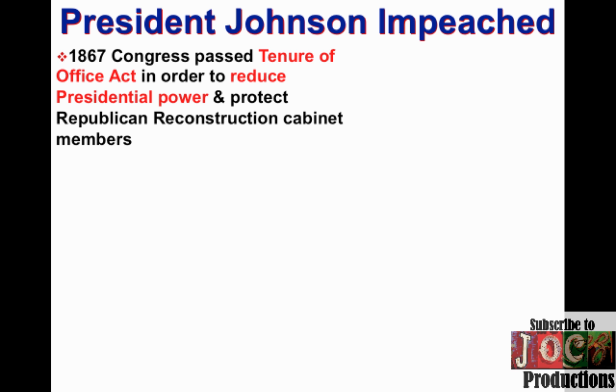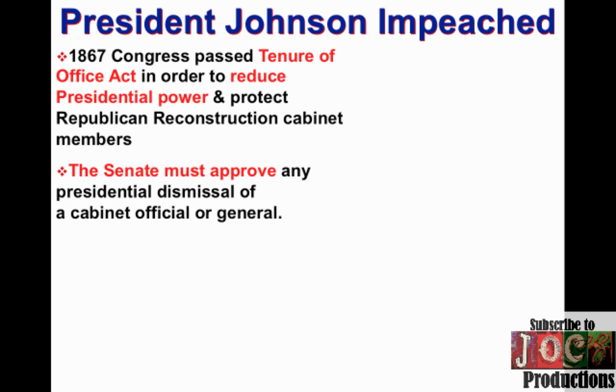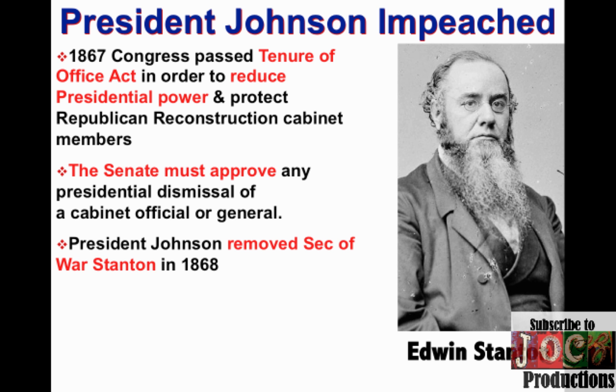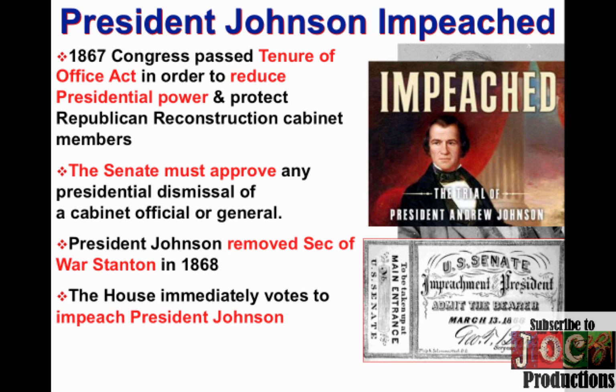And it had 2 goals. 1, reduce presidential power, and 2, protect Republican Reconstruction cabinet members left over from Lincoln. What it basically said is that the Senate must approve any presidential dismissal of a cabinet official or a general. And Johnson violates this Tenure of Office Act when he removes Secretary of State Edwin Stanton. And this basically brings on impeachment.